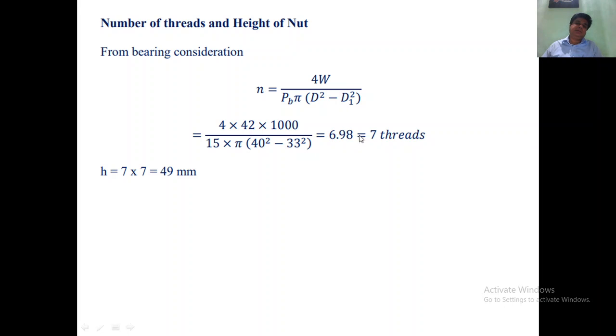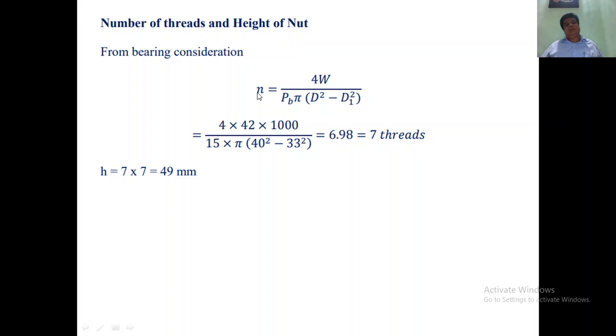Since the height is threads into pitch, with pitch 7 and number of threads 7, the height of the nut will be 49 millimeter. So once the bearing pressure of the nut is selected, and the load and diameters are known, you can calculate the number of threads in the nut which are actually in contact with the screw rod.